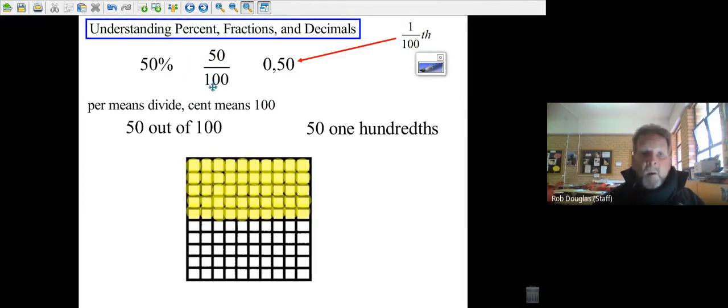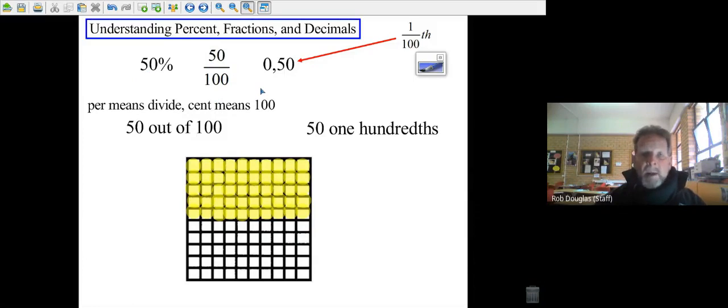It means you take a whole and you break it into 100 parts. And 50% is half of them, 50 out of 100. This is what it looks like when you take a whole one and you break it into 100 parts, 10 by 10. There's 100 little squares here, 50 of them I've covered in yellow. So 50%, and 50 out of 100, 50 per 100, mean exactly the same thing.